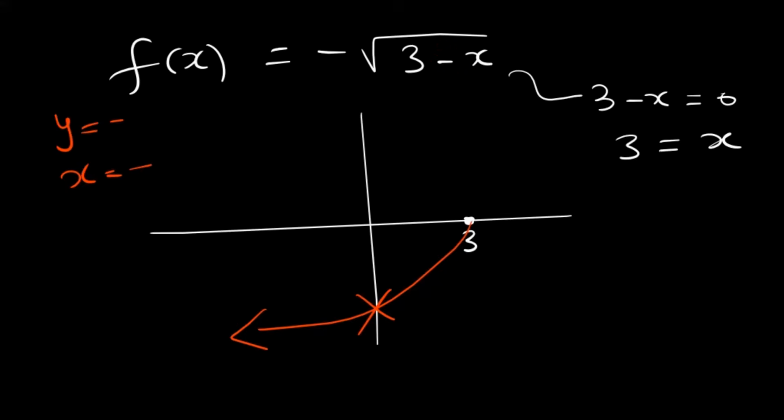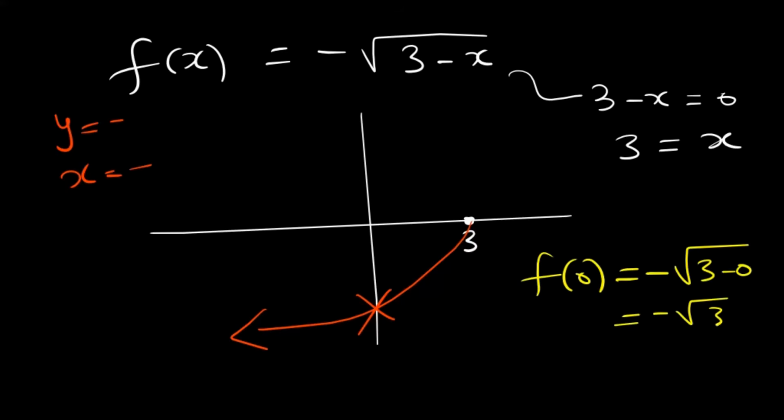Then you're supposed to find this point which we've cut. That is the y-intercept. On the y-intercept, x is equal to 0. So we're going to say f of 0 is equal to negative the square root of 3 minus 0. So that will be negative the square root of 3. Okay, so this will be something like negative the square root of 3, this point there.